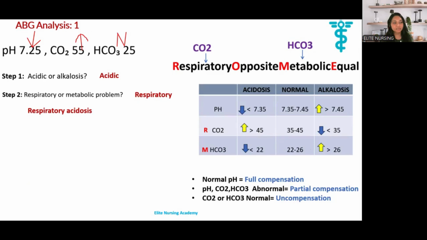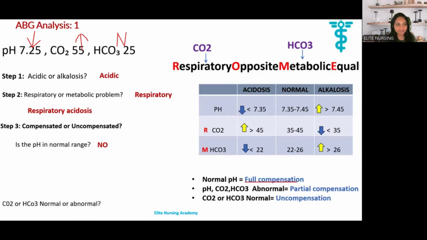Now, whether this is uncompensated, partially compensated, or fully compensated. Step 1, look at the pH. If your pH is normal, within the normal range between 7.35 to 7.45, it's fully compensated. But here our pH is not normal. pH is less than 7.35, so pH is abnormal. Second step, look at CO2 and bicarbonate, whether they are normal or abnormal.